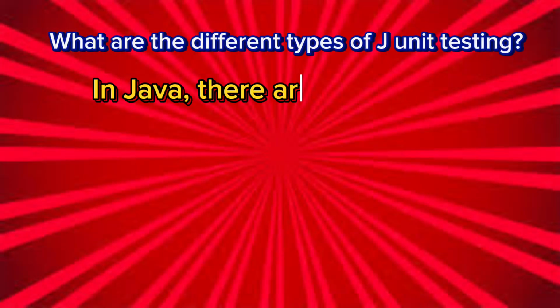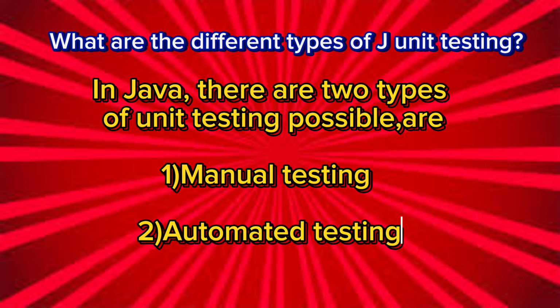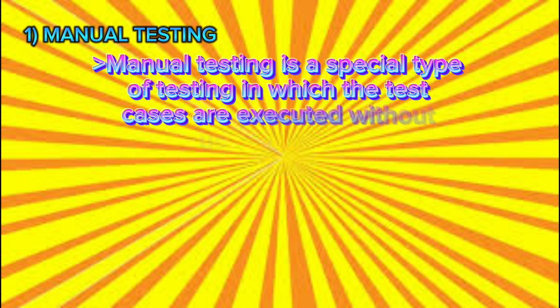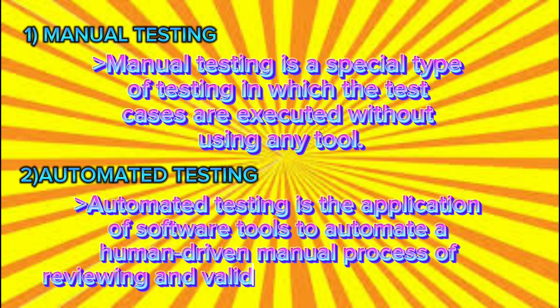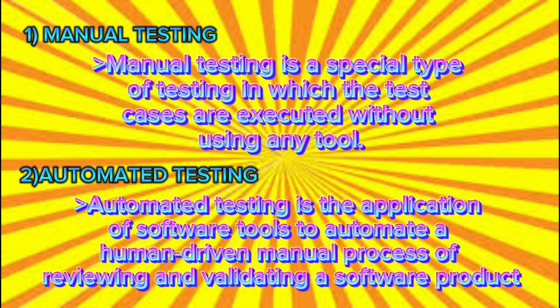What are the different types of JUnit testing? In Java, there are two types of unit testing possible: one, manual testing, two, automated testing. 1. Manual testing. Manual testing is a special type of testing in which the test cases are executed without using any tool. 2. Automated testing. Automated testing is the application of software tools to automate a human-driven manual process of reviewing and validating a software product.